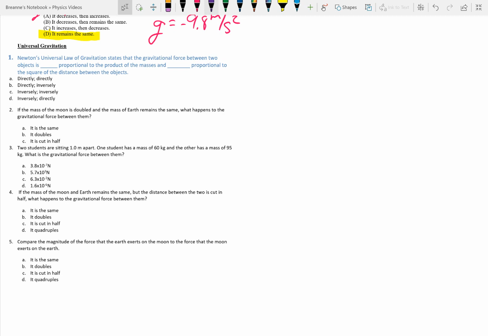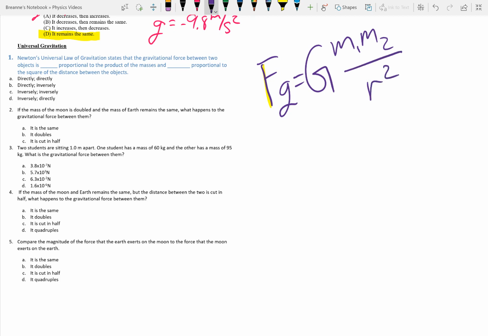That's okay. So Newton's universal law of gravitation states that the gravitational force between two objects is blank proportional to the product of the masses and blank proportional to the square of the distance between the objects. So it kind of helps if we write down the equation. So F equals our constant G, m1 m2 divided by r squared. And our choices are directly proportional and inversely proportional.